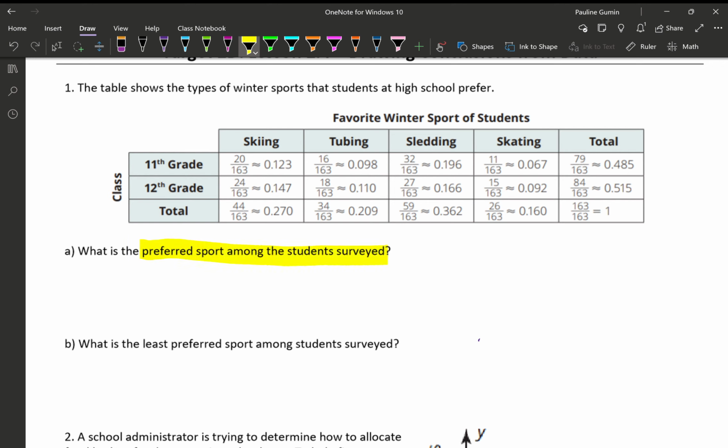So I'm going to look at the totals for the sports, and I want the largest total. It looks like sledding totally wins. So, sledding. I love sledding. I just hate having to climb up the hill to go back down.